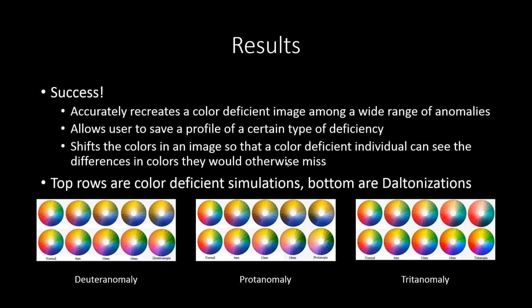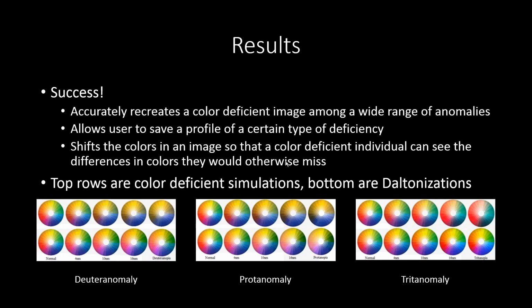The top rows for each image show the colorblind simulation of a color wheel, and the bottom rows are the Daltonization of that image that would help a colorblind individual perceive the color wheel in a way that we would. It wouldn't necessarily give them the ability to see the color, but it would help them differentiate the colors from each other in a spectrum that they are familiar with.